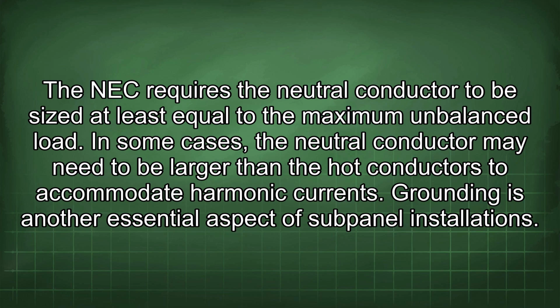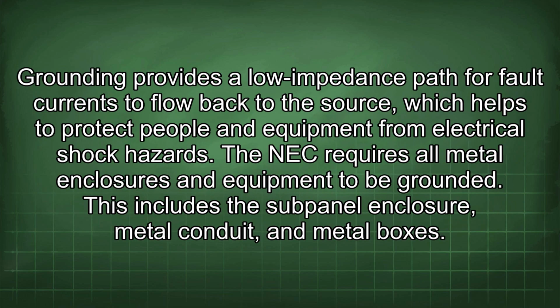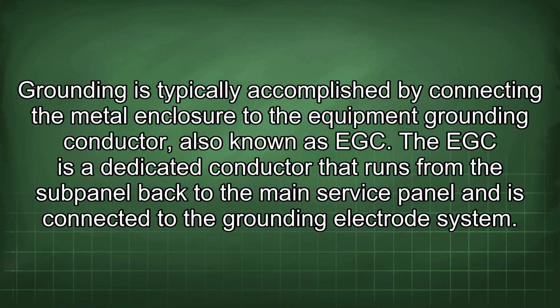Grounding is another essential aspect of subpanel installations. Grounding provides a low impedance path for fault currents to flow back to the source, which helps to protect people and equipment from electrical shock hazards. The NEC requires all metal enclosures and equipment to be grounded. This includes the subpanel enclosure, metal conduit, and metal boxes. Grounding is typically accomplished by connecting the metal enclosure to the equipment grounding conductor, also known as EGC.